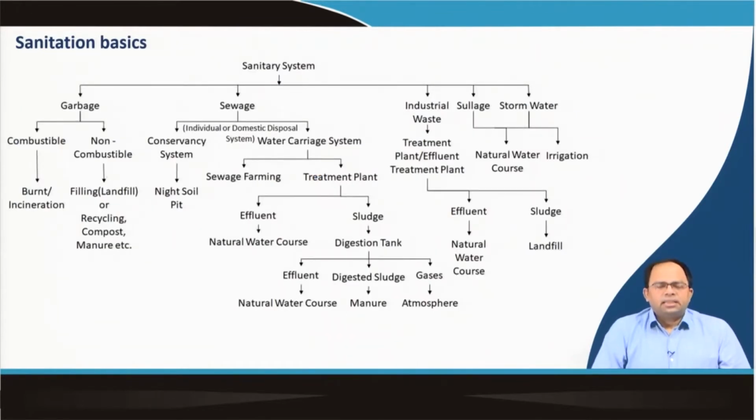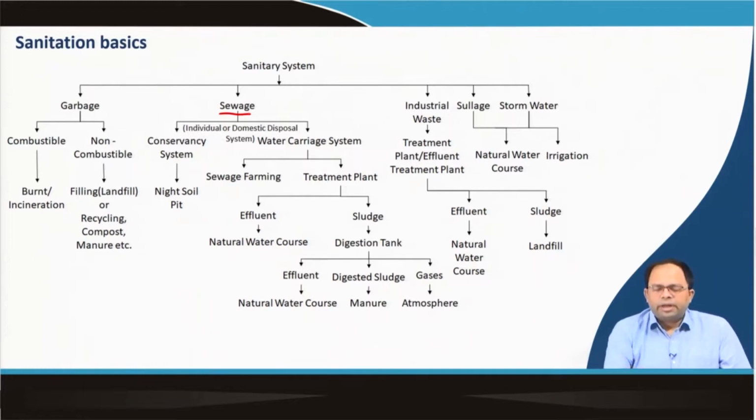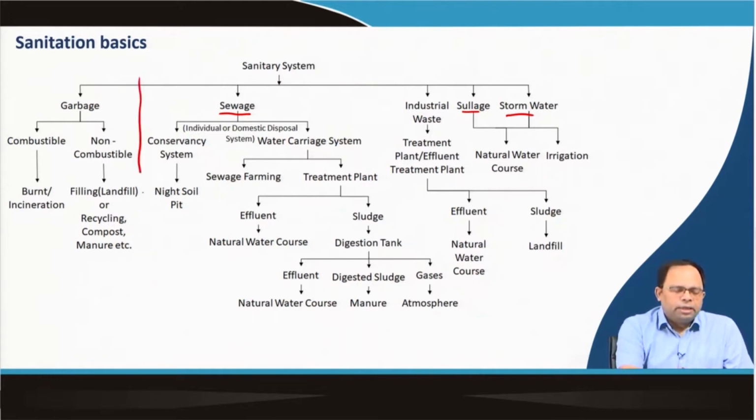So, when I categorize the entire sanitation system, you can see that we have garbage, the dry waste, and also the sewage, the liquid waste, that is primarily what we are dealing with. But in addition to that, we have industrial waste, we have sullage, we have stormwater. Sullage, even though it is part of sewage, we can also treat separately. I will come to that. Garbage, as you know, could be categorized as combustible, non-combustible, and even into further categories. We are not looking into this part in this particular lecture. We will be only looking at this side.